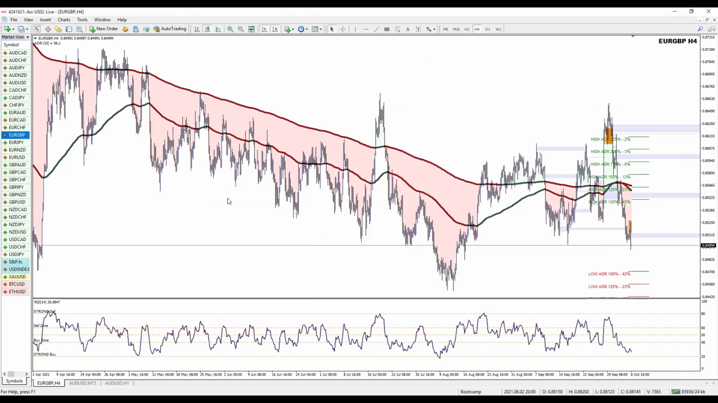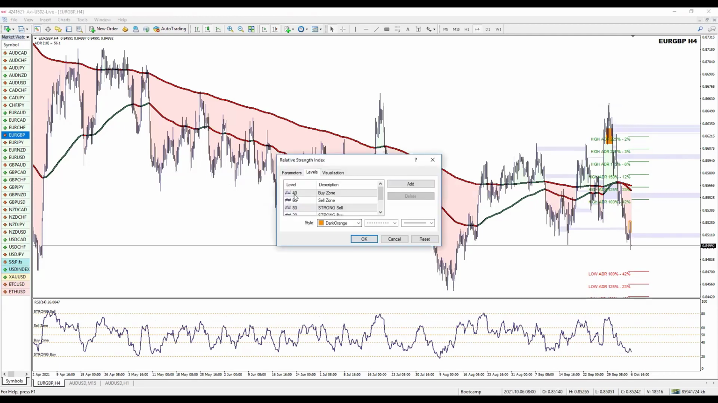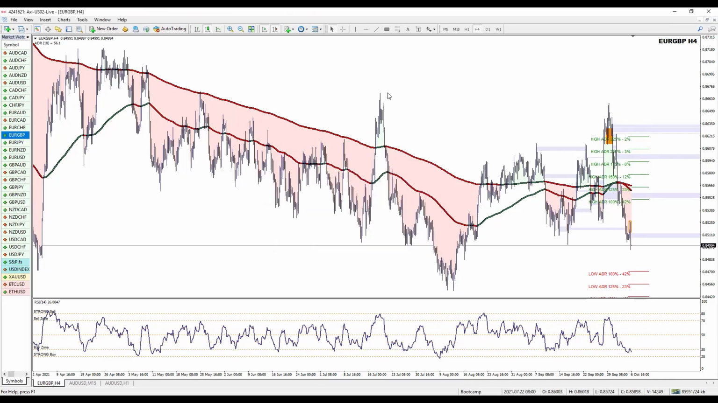So that's RSI, and that's how I use it and why I use it. We're going to talk about the RSI a lot more when we look at strategies on day 5, but that's an overview of my market condition indicator.